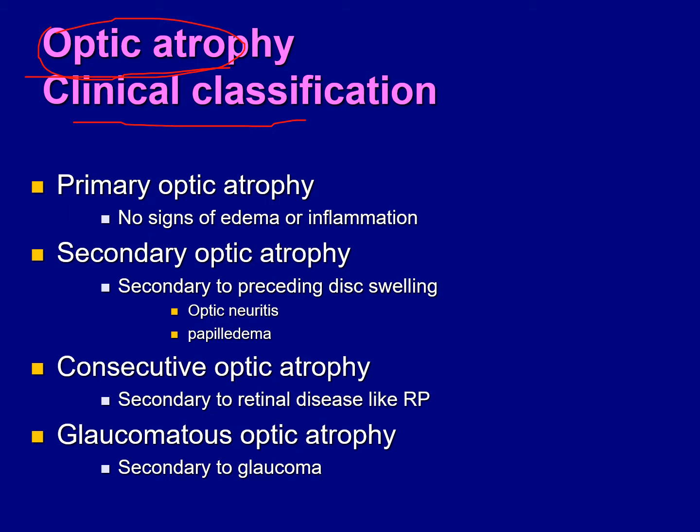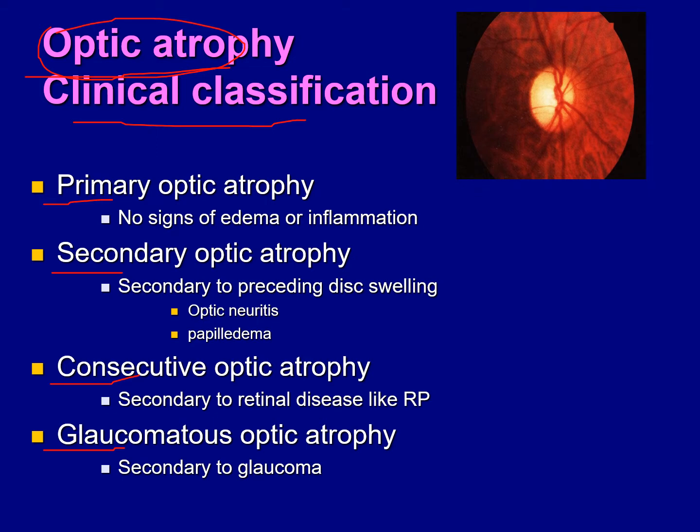There are 4 types of optic atrophy: primary, secondary, consecutive, and glaucomatous. In the primary optic atrophy, there are no signs of edema or inflammation, so the optic disc margins are very clear. Look at the optic disc margins. They're very distinct and clear.